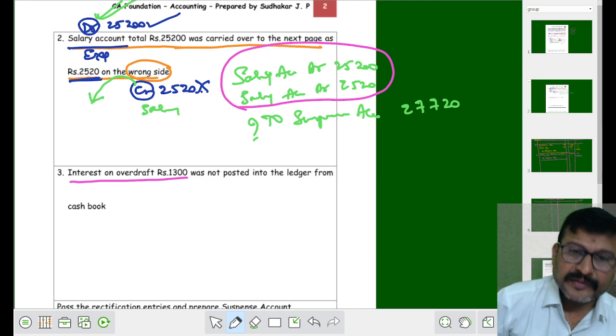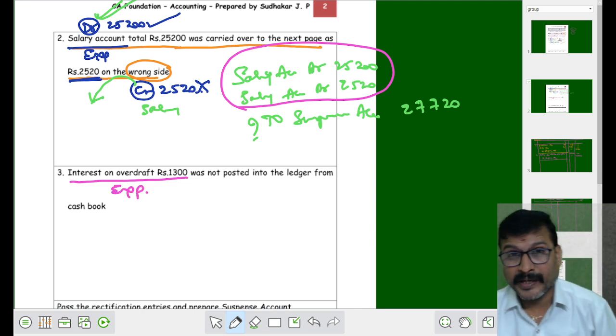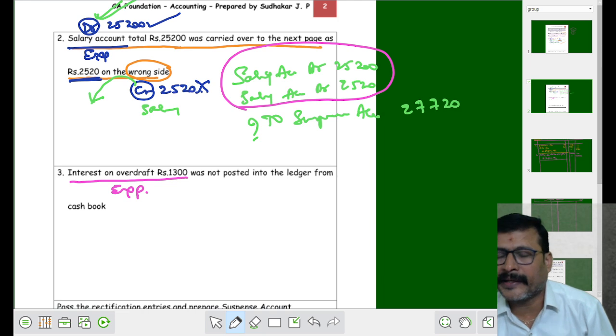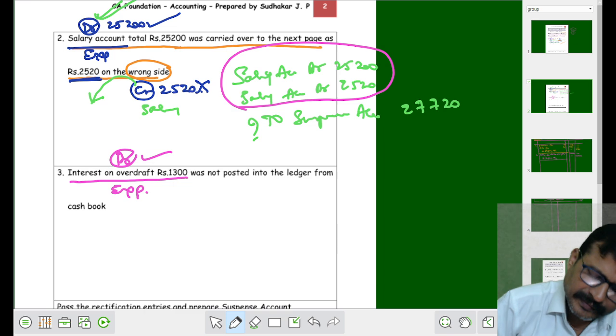Interest on overdraft. Interest on overdraft means expenses, because overdraft is a liability. On the overdraft, the business has to pay interest to the banker. So it is an expense. Obviously, this is to be debited.